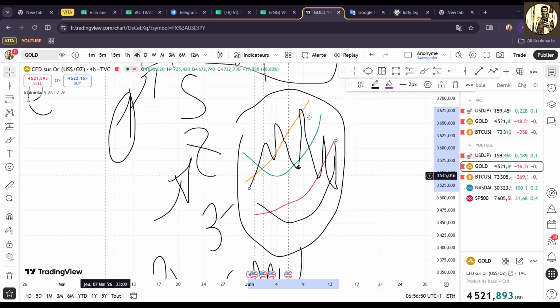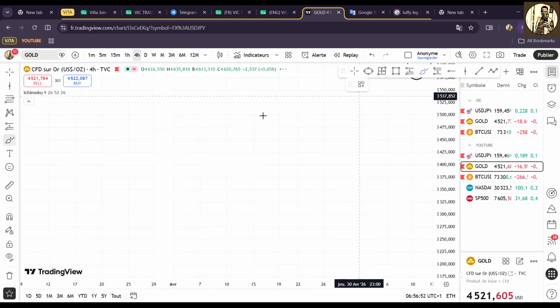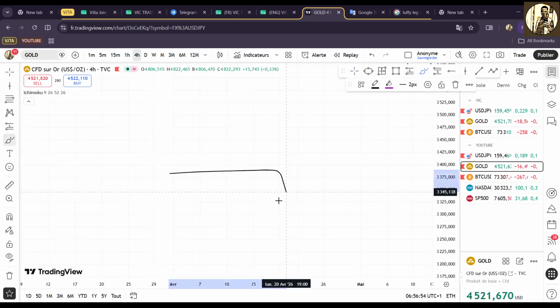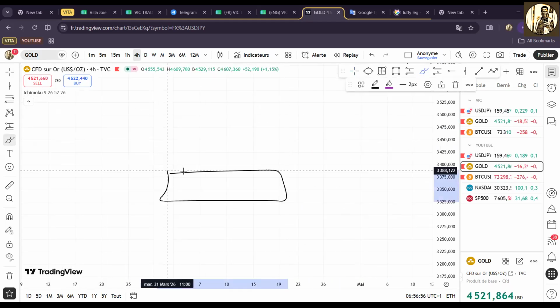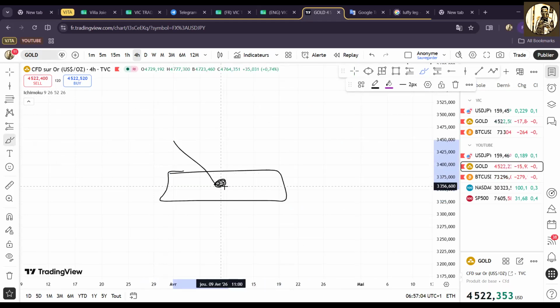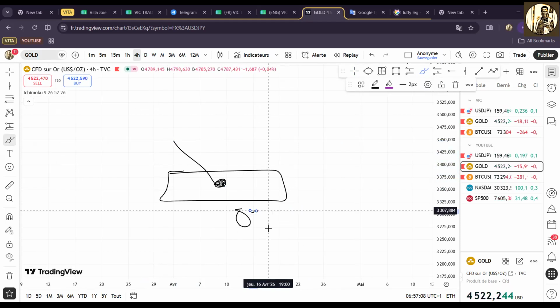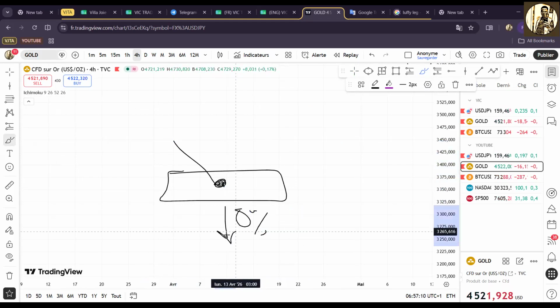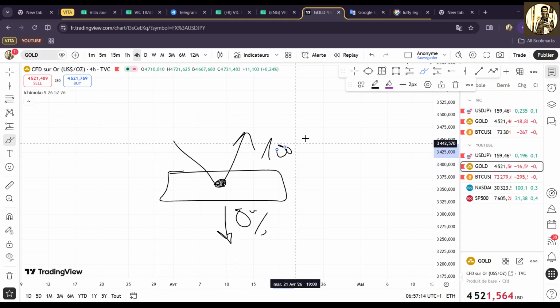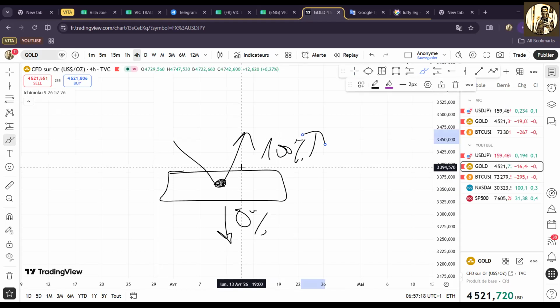In fact, what you need to understand is that a zone is a rectangle like this, or it's something that the price touches on the chart. And when the price touches that thing on the chart, the price has zero probability to go to the downside, and 100% probability to go to the upside. That is a zone. That's what we call a zone.